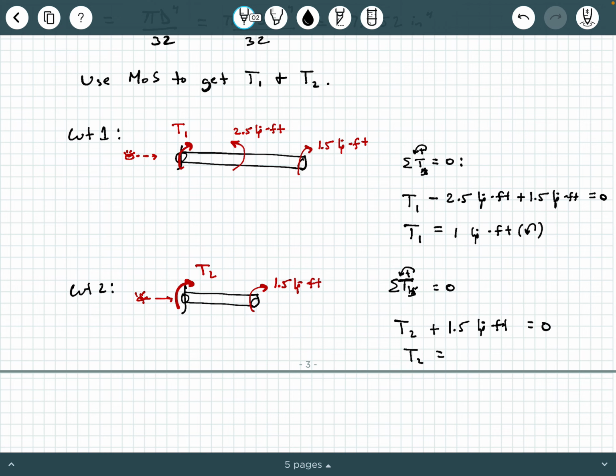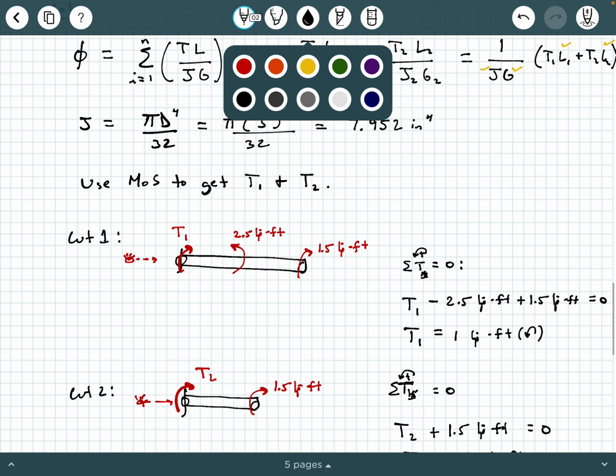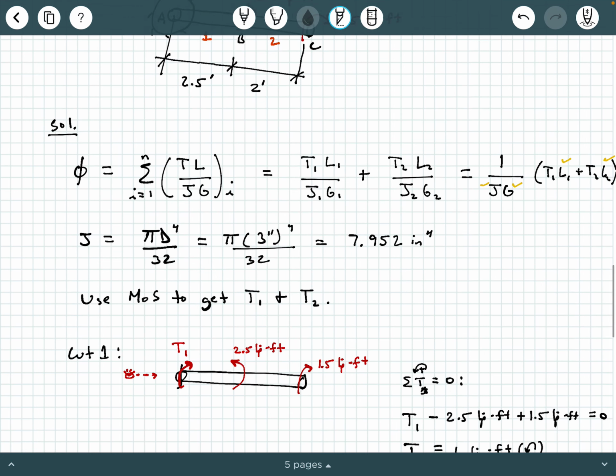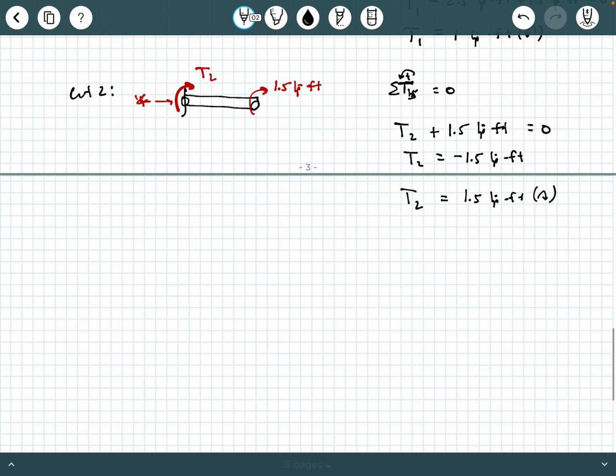And so T2 is negative 1.5 kip feet. And what does that negative indicate? Well, we could write this as 1.5 kip feet, and that's going to be reacting in a clockwise fashion. So there's my T1 and T2, all right? And so now I'm ready to substitute everything in. Now you got to be careful. You got to substitute those T values in with their correct signs. So T1 will carry a positive sign and T2 will carry that negative sign, okay? So let's go ahead and substitute our values in.